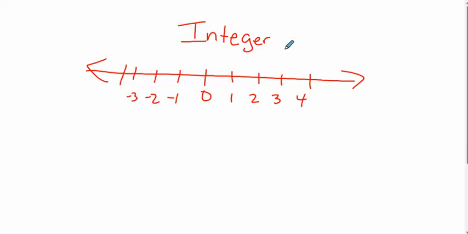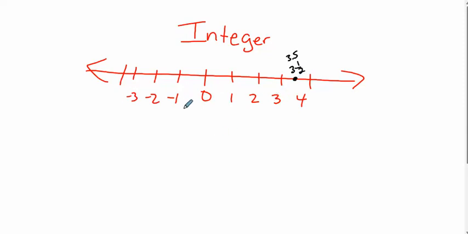Integers are any positive or negative whole number. These are all integers because they are whole numbers. Once I start to get into numbers that are fractions or decimals, they are no longer called integers. They're called rational numbers. But like this is 3.5, okay? That is a rational number, okay? It's not an integer. Integers have to be whole numbers.